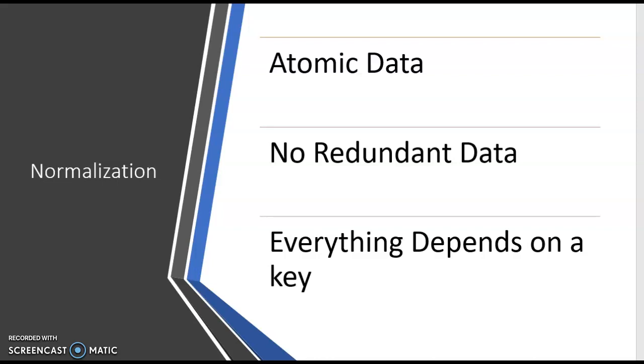First things first, we need to talk about normalization. Normalization is essentially organizing your database and making sure it does not violate any rules. Dr. Gogling defined three main rules that we need to follow when we do a normalized database structure. These three main rules are atomic data, no redundant data, and everything depends on a key.